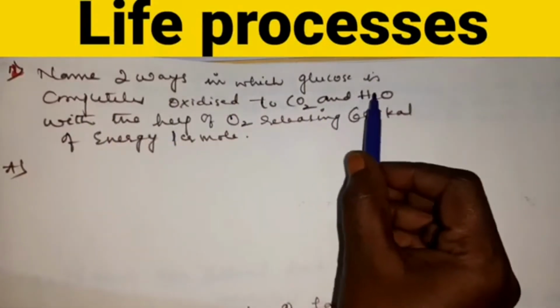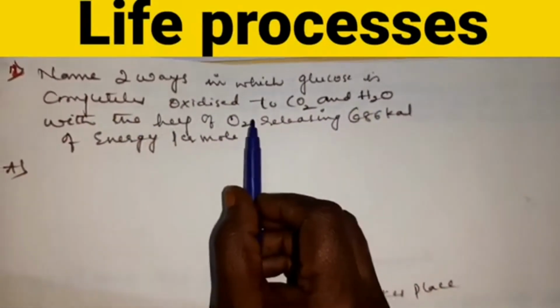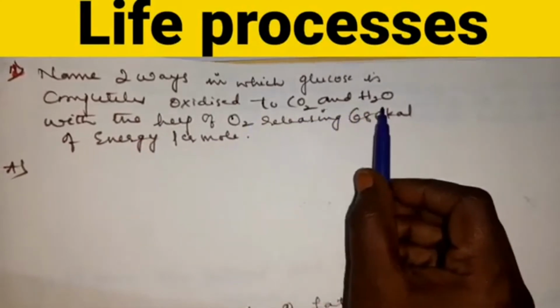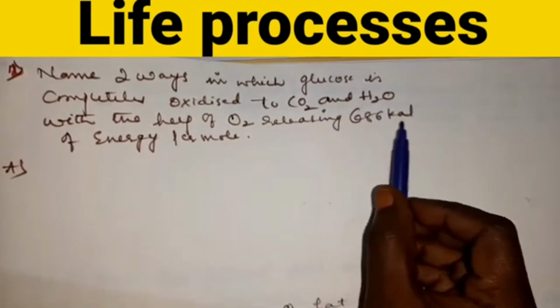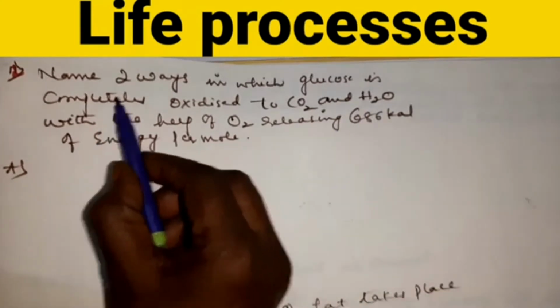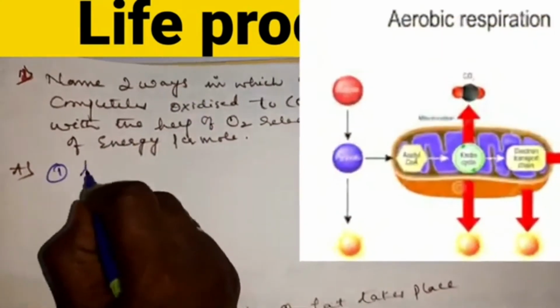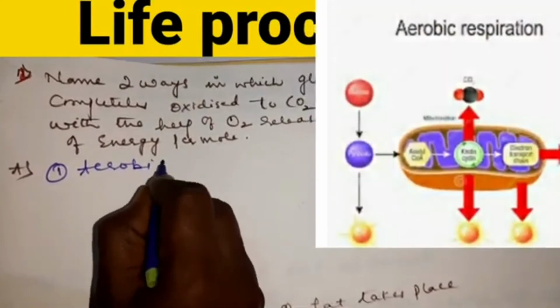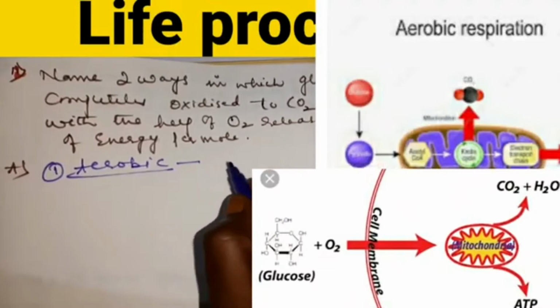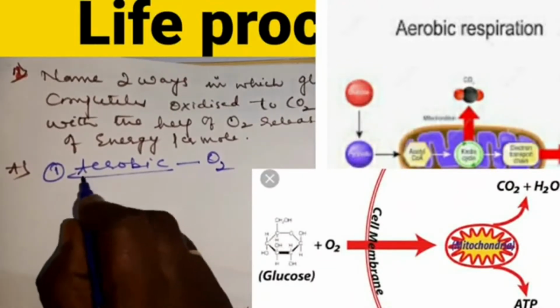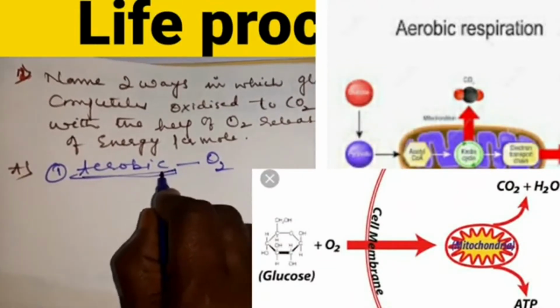Name two ways in which glucose is completely oxidized to carbon dioxide and water with the help of oxygen, releasing 686 calories of energy. So what are the two ways? The first way is called aerobic respiration, children. Aerobic respiration takes place in the presence of oxygen.